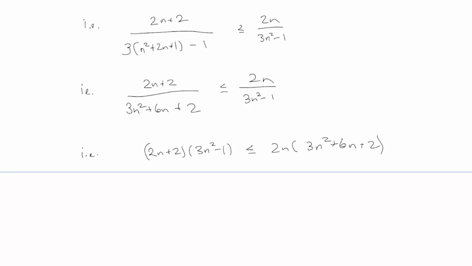Finally, we do a bunch more distributing. On the left, I do the FOIL. This is 6n cubed plus 6n squared minus 2n minus 2. I think that's what I get when I do the FOIL on the left. And then on the right is just a simple distributing: 6n squared plus 12n squared plus 4n. That's 2n times 6n, it's 12n squared. 2n times 2 is 4n.